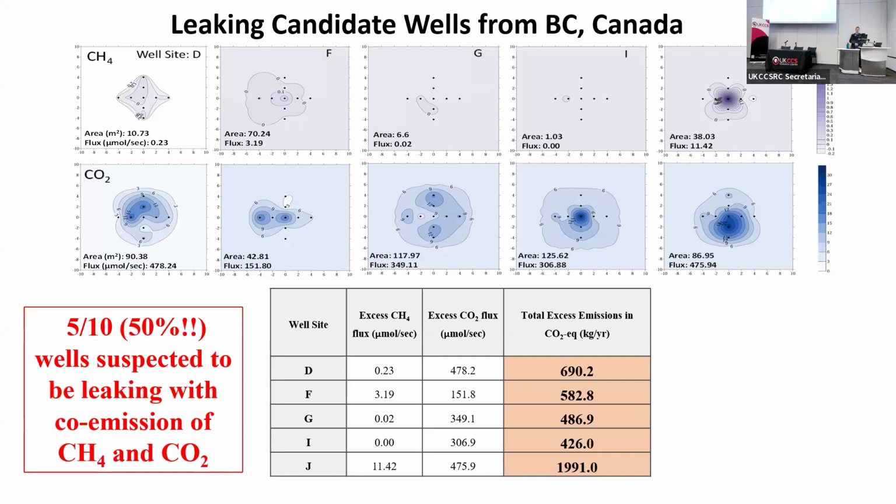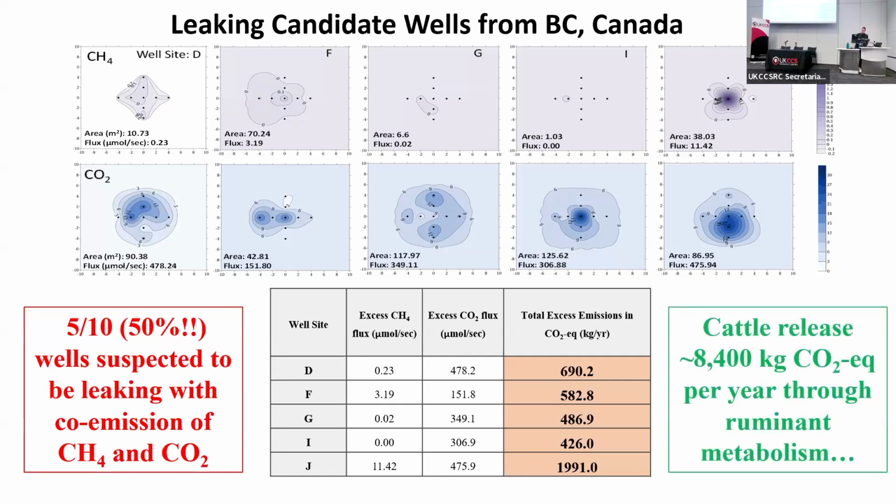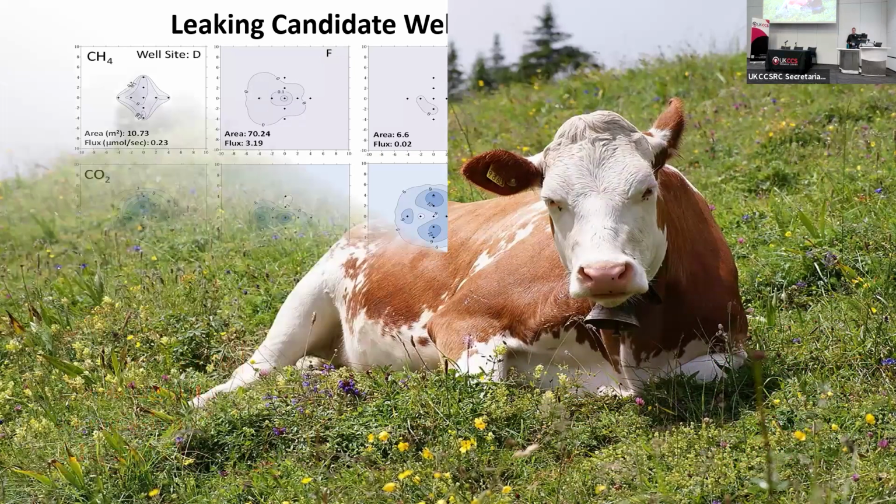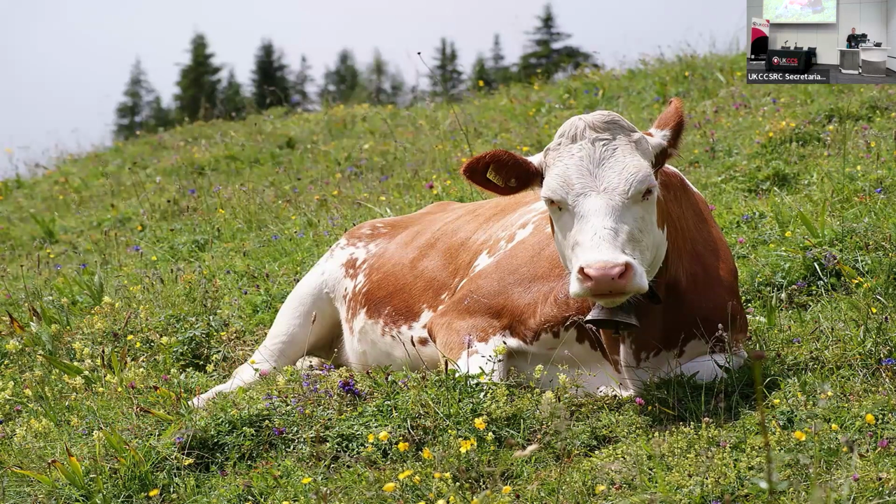You can see a table there where we do this flux footprint analysis. You can get absolute values, estimates for total emissions. So 5 out of 10 had signs of leakage, but what was interesting was the leakage was very low. The highest leakage value was well site J, just under 2,000 kilograms of CO2 equivalents a year. If we compare that to what is typically referenced for the CO2 equivalence of a single cow, it's about 8,000 kilograms. So these are all way less than a cow. A double-edged sword: 5 out of 10 potentially leaking, but the leakage is very small.